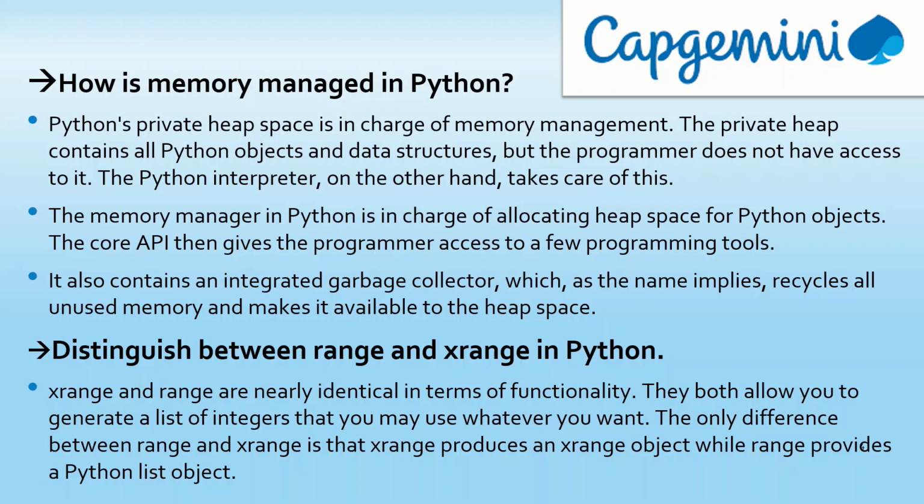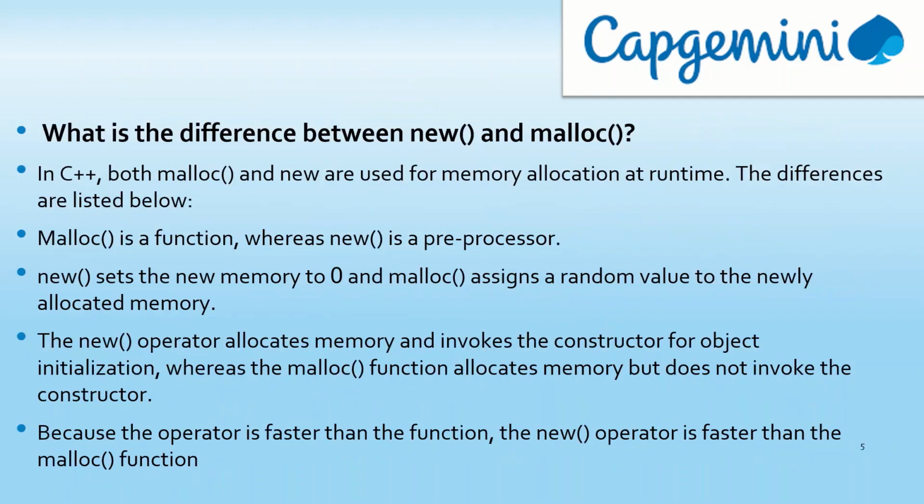Xrange and range are nearly identical in terms of functionalities. They both allow you to generate a list of integers that you may use whenever you want. The only difference between range and xrange is that xrange produces an xrange object while range provides a Python list object. Next question is difference between new and malloc.